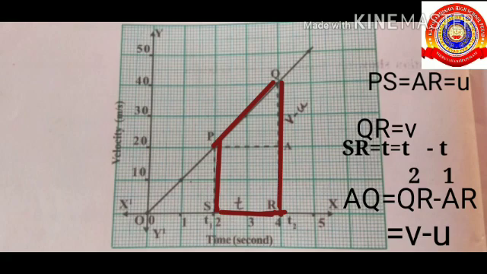Then AQ equals QR minus AR, and from the figure we can say that QR is v and AR is u. That is, AQ equals v minus u. So, from the figure once more we can say that PS equals AR, that is the initial velocity u, QR equals v, the final velocity, SR equals t, time. Then AQ equals QR minus AR, that is v minus u.